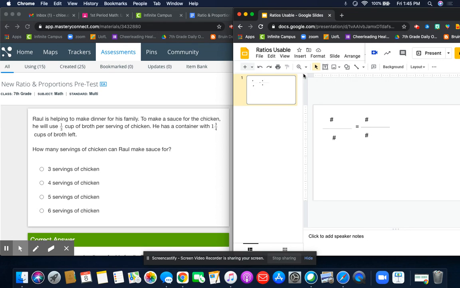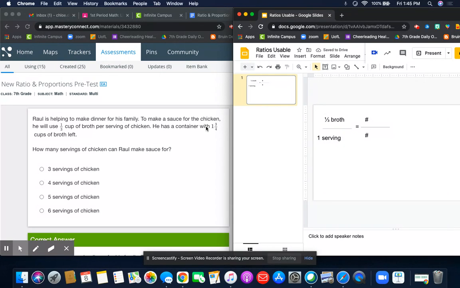With all of these ratio problems, we're setting up 2 ratios equal to each other. All of this information can be found in the problem. One value we don't know is going to be x, and that's what we solve for. It tells us that he is using 1/3 cup of broth per 1 serving of chicken. So we have 1/3 broth. I'm going to include my units because we need to keep our units the same across from each other. If you choose not to do that, I'm okay with that. And that's per 1 serving.